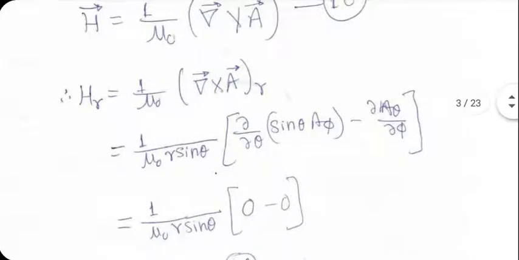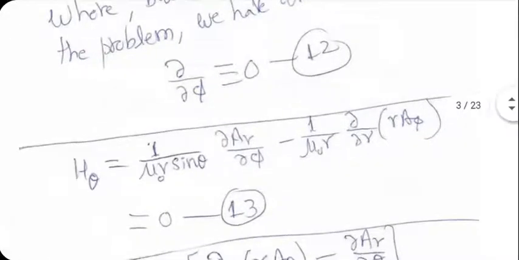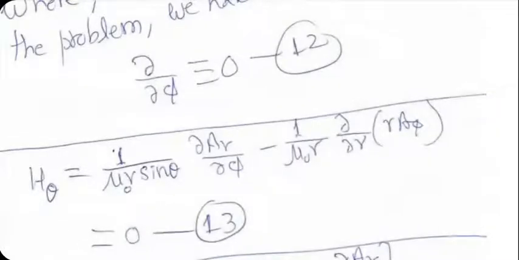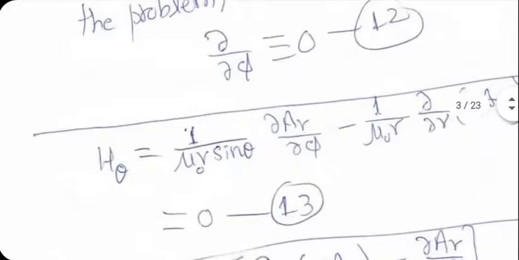H theta would be similarly given by 1 upon mu naught del cross A theta component, which I am trying to do here. And here also, by the way, the equation for theta component of curl is taken from the previous document. Here also, because in one case you have d by d phi, which is 0. In the second case, you have got A phi involved, which is 0. So interestingly, H theta is also 0.